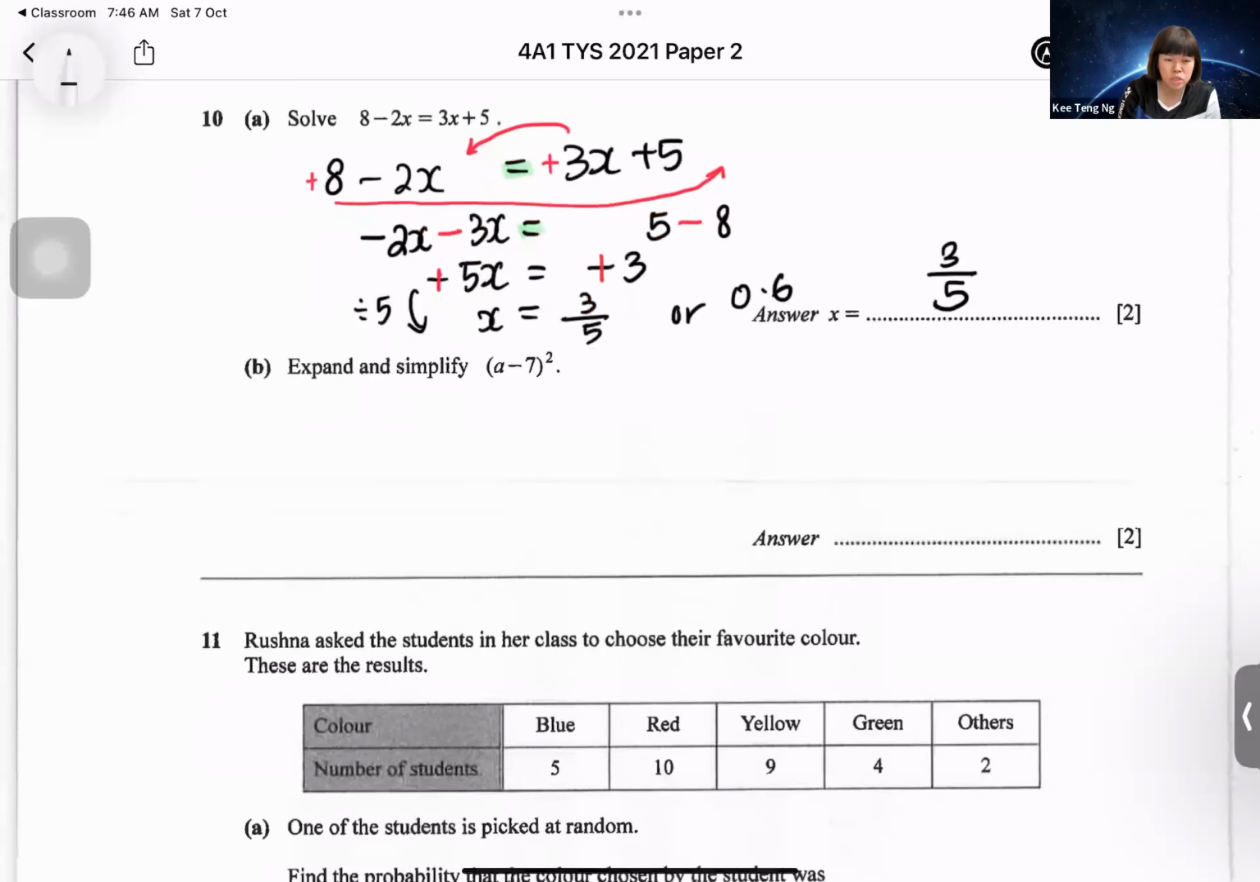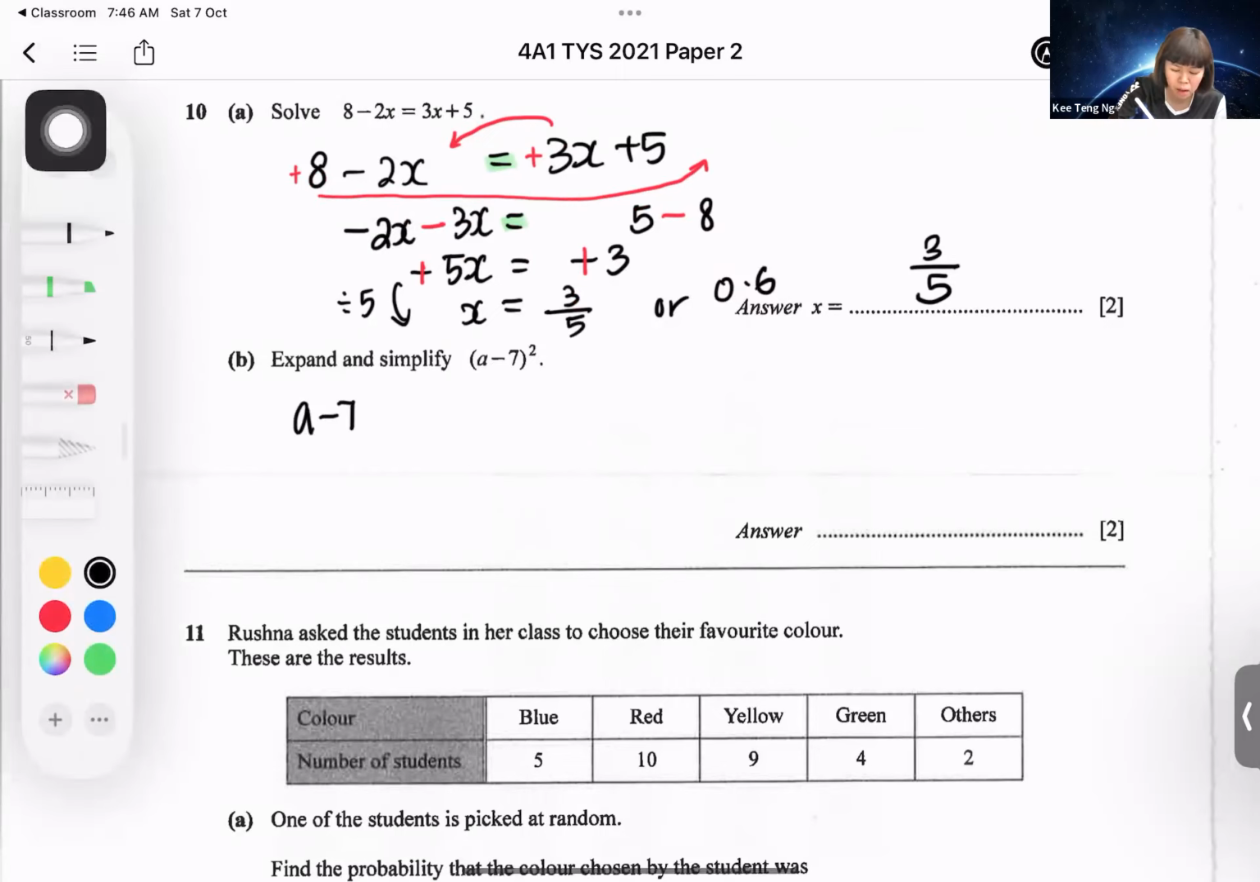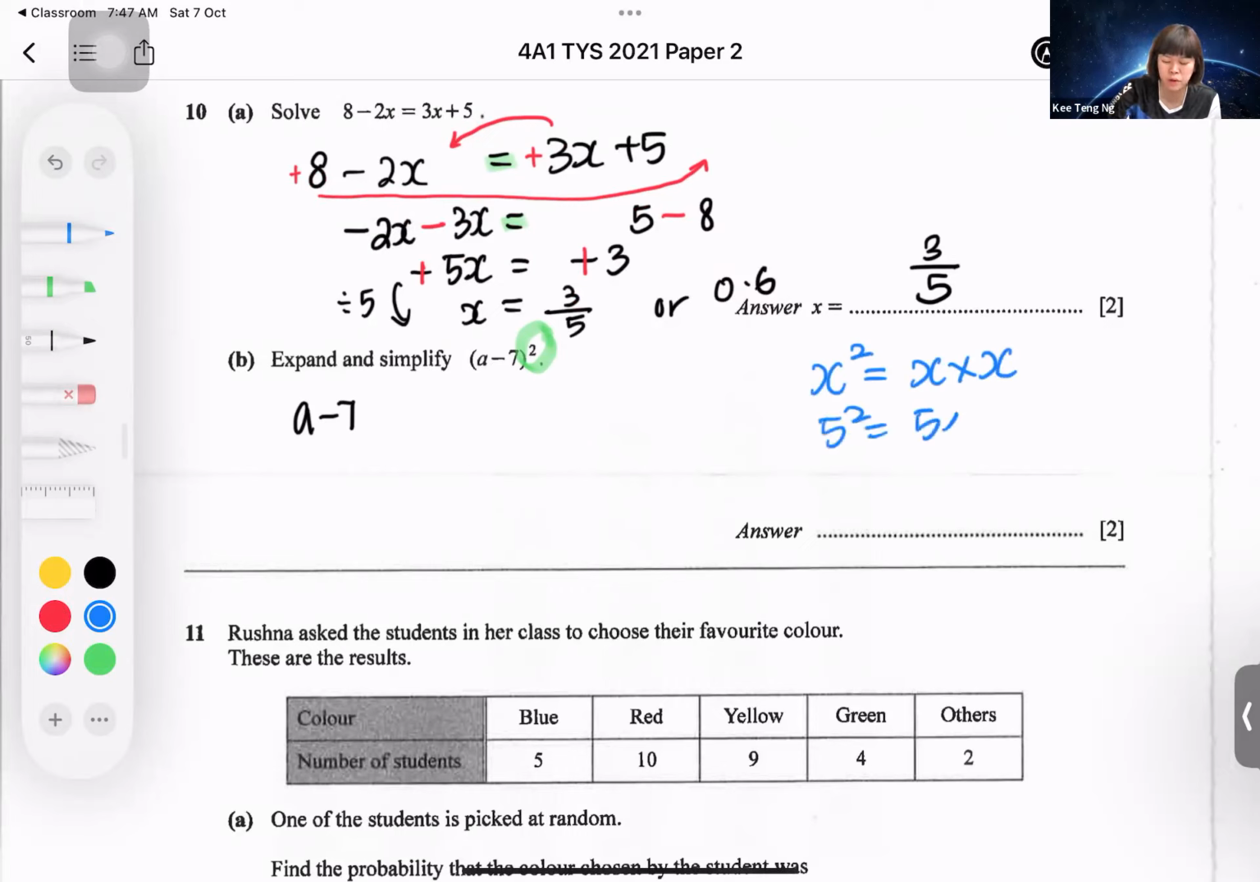Next question. This one. Expand and simplify. Now this is (a minus 7) to the power 2, the whole thing squared. What is the meaning of whole thing squared? For example, I sidetrack a little bit. For example, I got x squared. What is x squared? x squared is x times x, right? If I have the number 5 squared, 5 squared is 5 times 5. So it means the whole thing is being repeated 2 times. So this means this is (a minus 7) times (a minus 7).